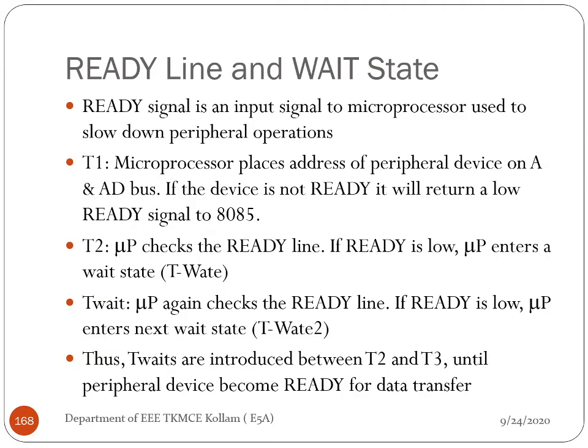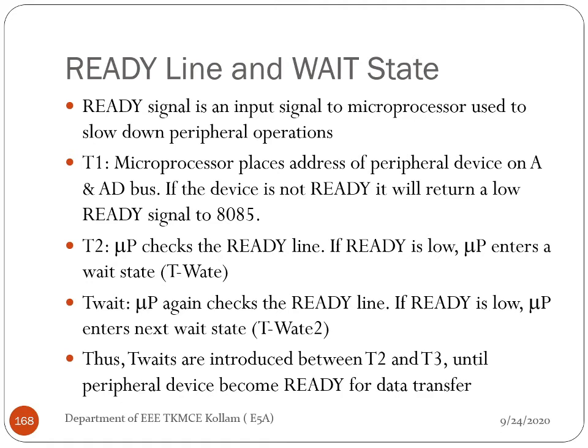So the next important thing is the ready line and wait state. The ready signal is an input signal to the microprocessor used to slow down peripheral operation. During the first T state of a machine cycle, the MPU places the address of the peripheral device on the address bus and the address data bus. The low order address is handled by the AD bus and the higher order address is handled by the address bus. If the device is not ready, it will return a low ready signal.